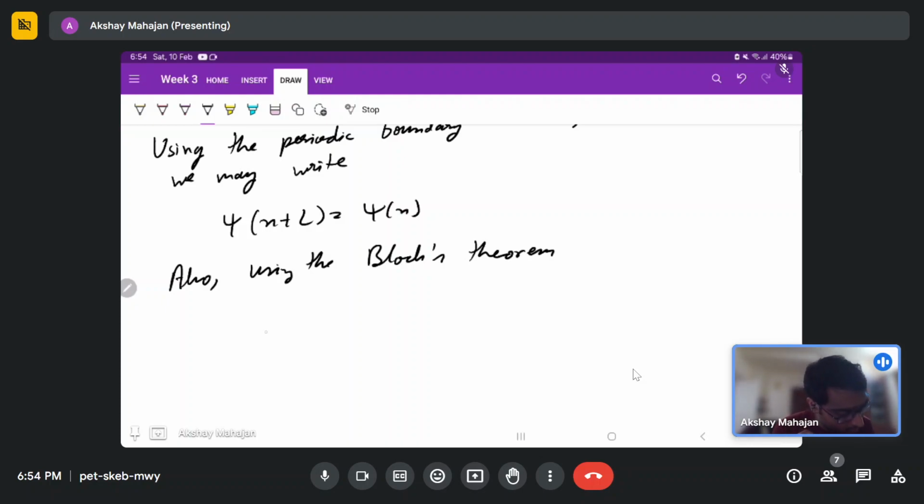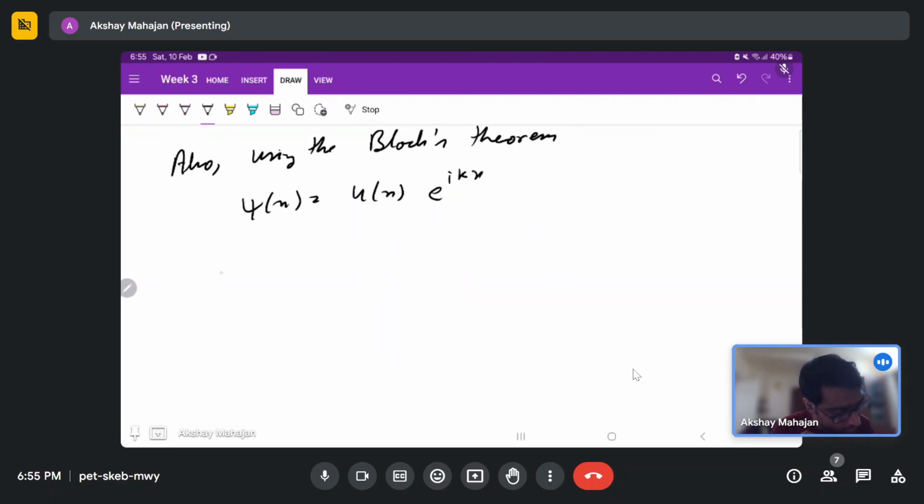We can write our psi of x. So just now we have seen that I can write my psi of x as, let's say, u of x times e to the power iota kx. That satisfies the Bloch theorem that we have just seen in the previous problem.